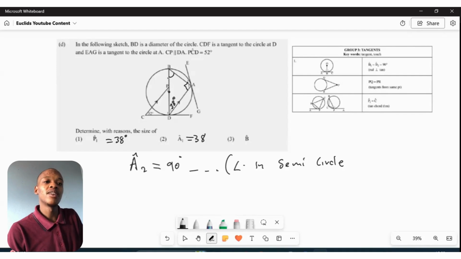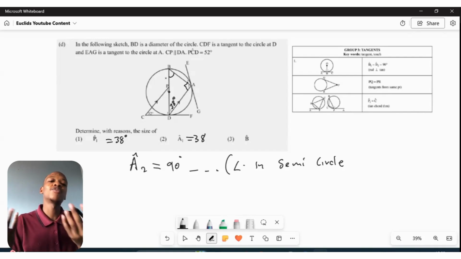Can we work out angle P? Yes, sum of angles of a triangle. I don't even have to calculate that one for you. You can do it on your own.